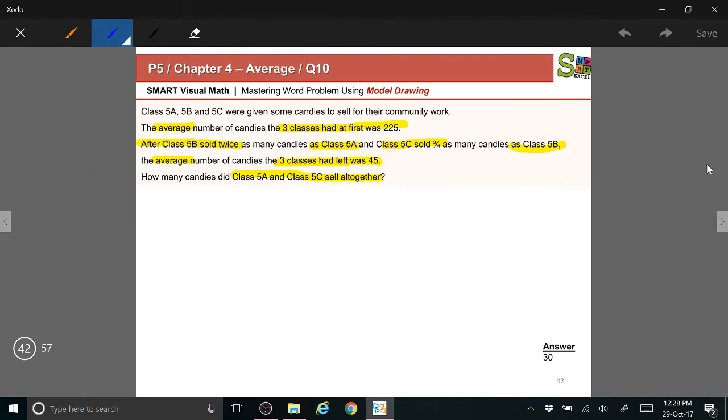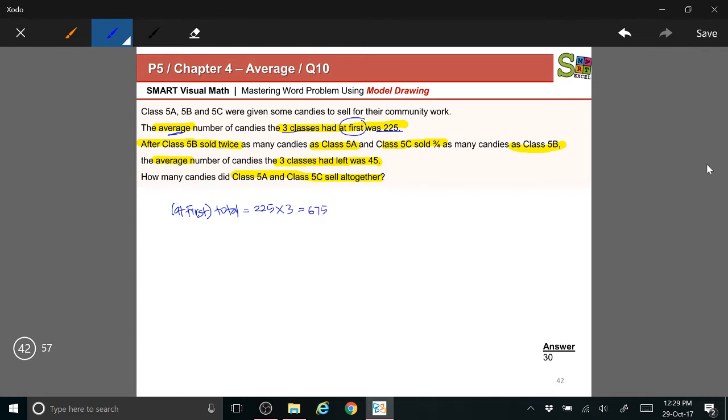Okay, let's look at the second statement. The average of the three classes at first was 255. So from here we always come back to find the total. This is about at first, right? So we find the total, which is 255, and multiply by 3 classes, which is 765.